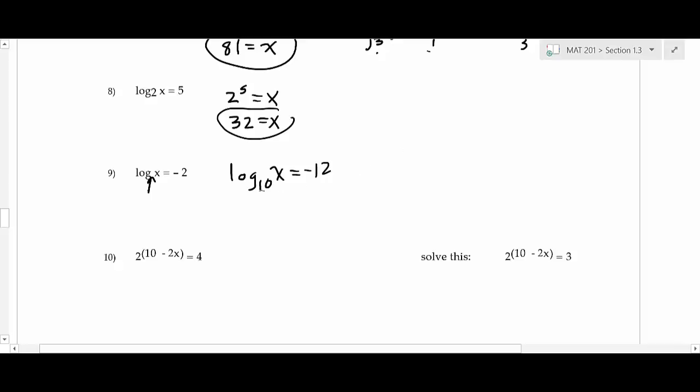What you would do is write this in exponential form. Now I don't know why I put a negative 12 there. I do stuff like that a lot. So this is 10 to the negative 2 is equal to x like that. Okay, that's how you do that.